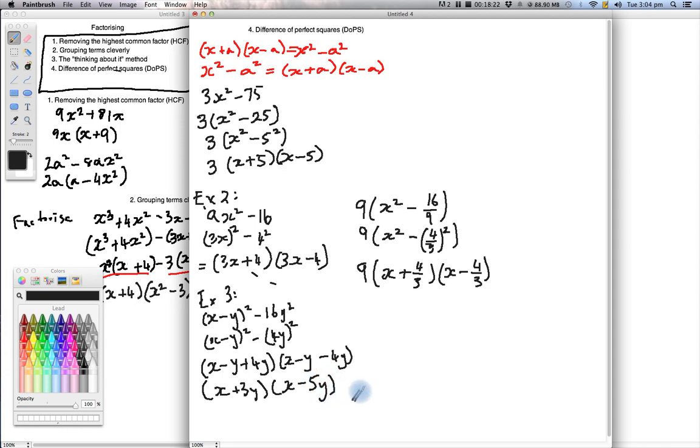So there are 4 main methods of factorising. There's still completing the square, which we will come to later.